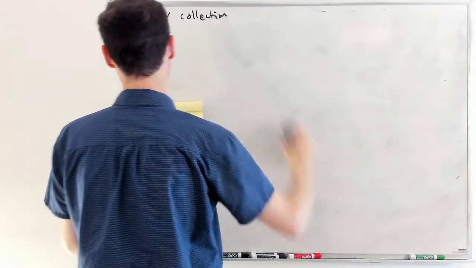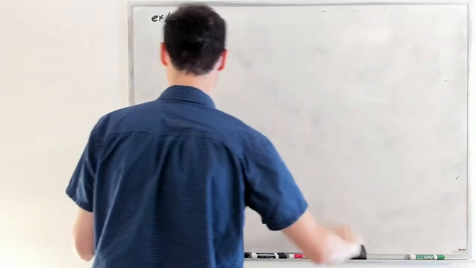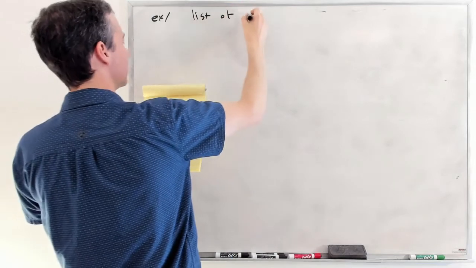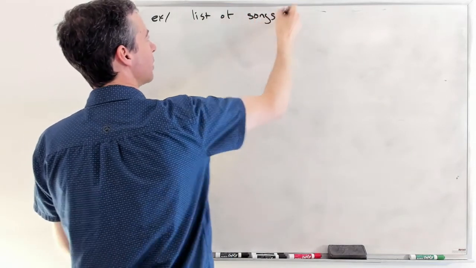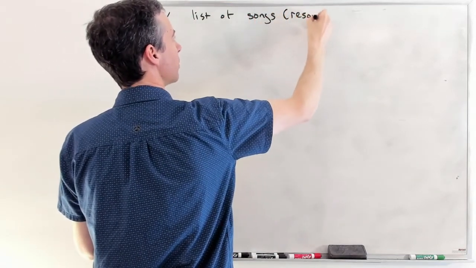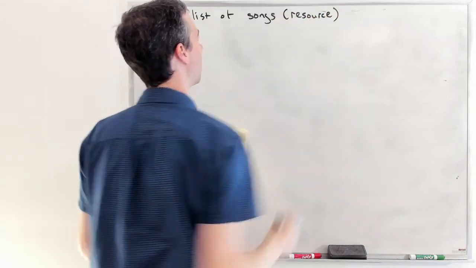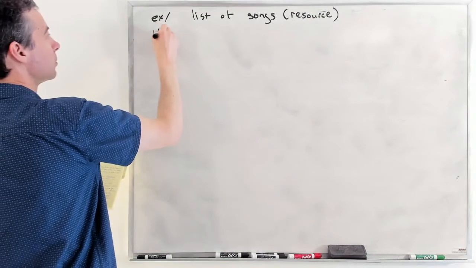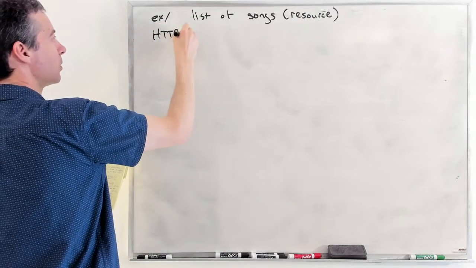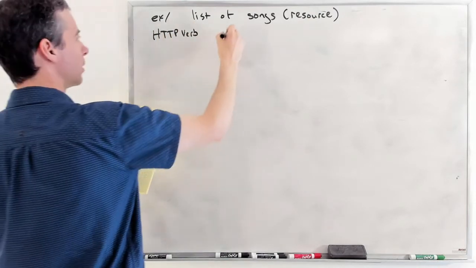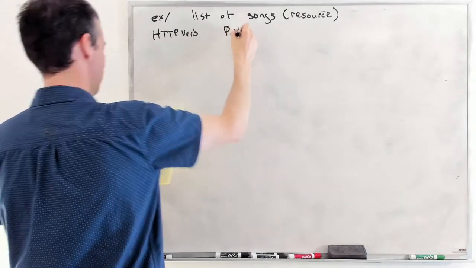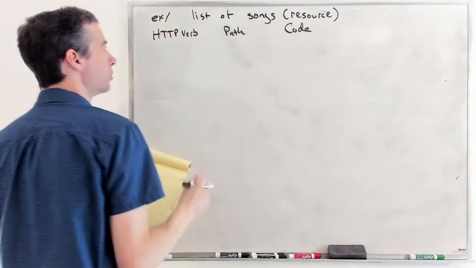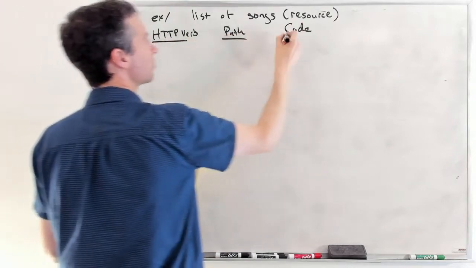collection. I actually shouldn't say list. Let's say it's a list. It's easier to think of it as a list of songs. This is a resource that we are supporting in our web app. We're maintaining this list. All right, so we look at our HTTP verb. We look at what's the path that came in, and then what sort of code are we actually going to be using on the server.